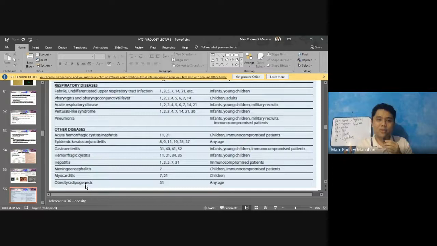Adipogenesis, or the formation of fats, and it also promotes increased glucose absorption. So that is your serotype 31 and 36. Take note of that. 31 and 36, they are attributed to obesity.